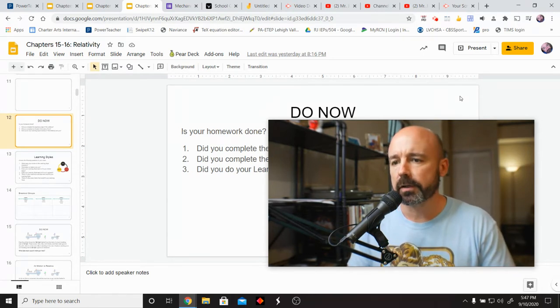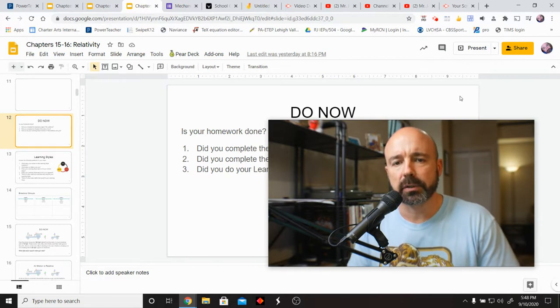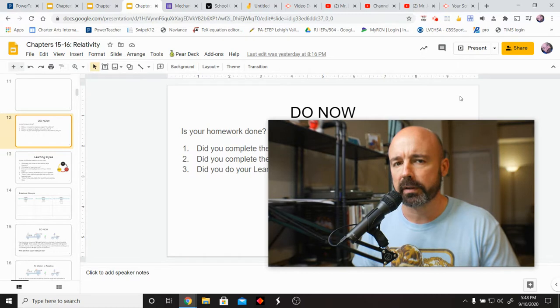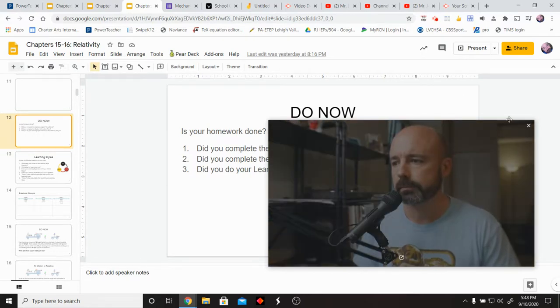So here is the first part of the slides from chapters 15 and 16, Special and General Relativity. And I'm going to try to go pretty quick because I just made one of these for astronomy and it took too long. So I'm going to go kind of speedily through this.